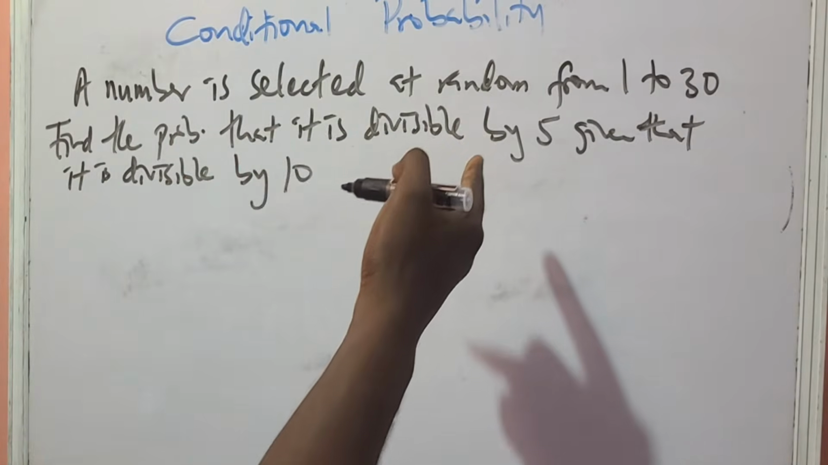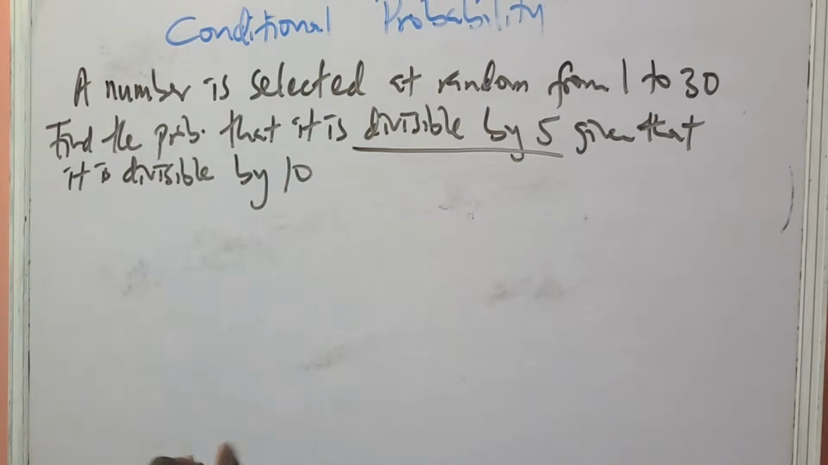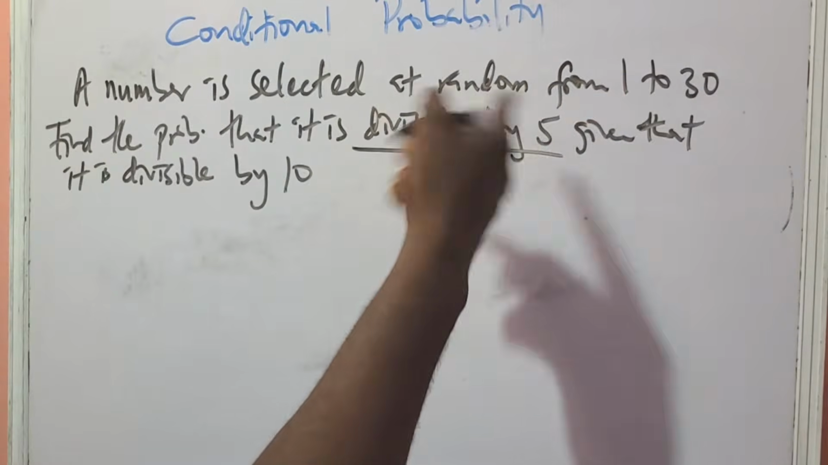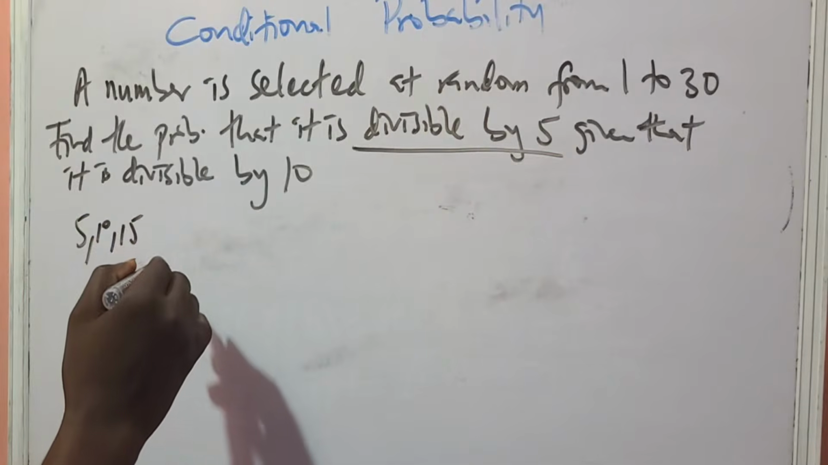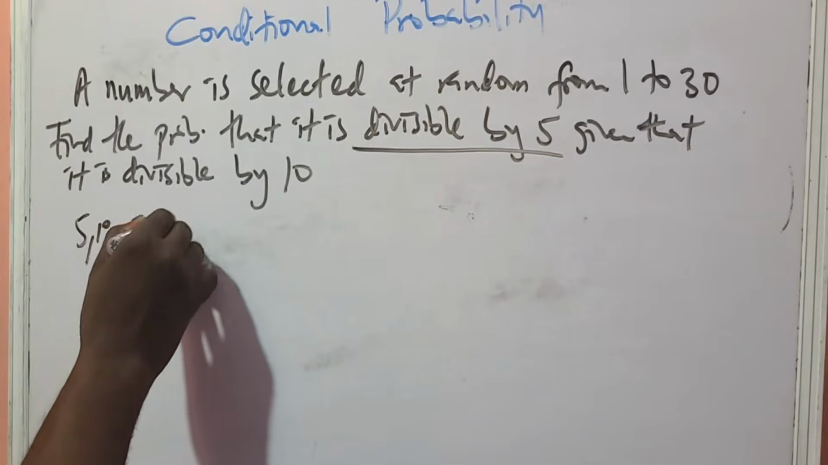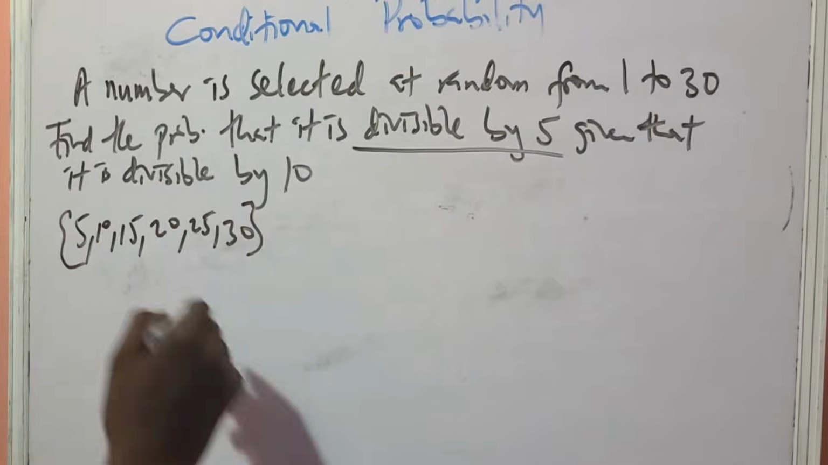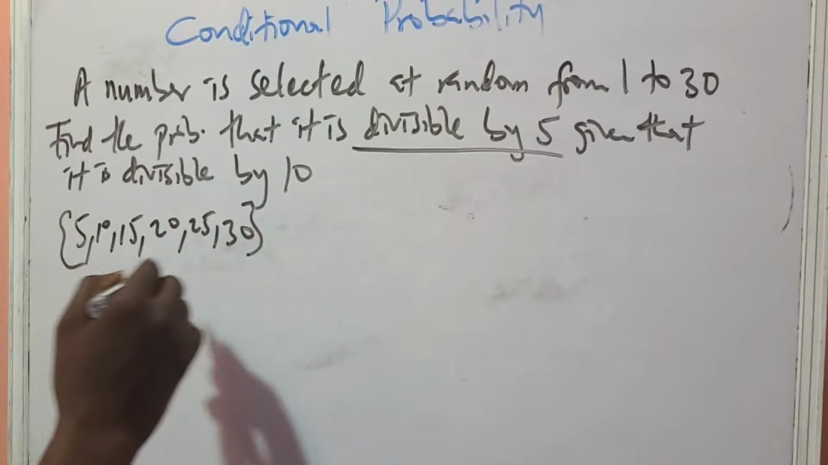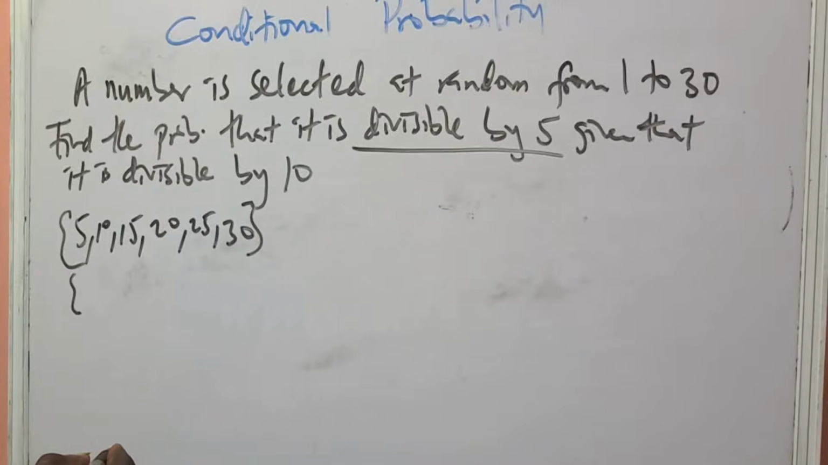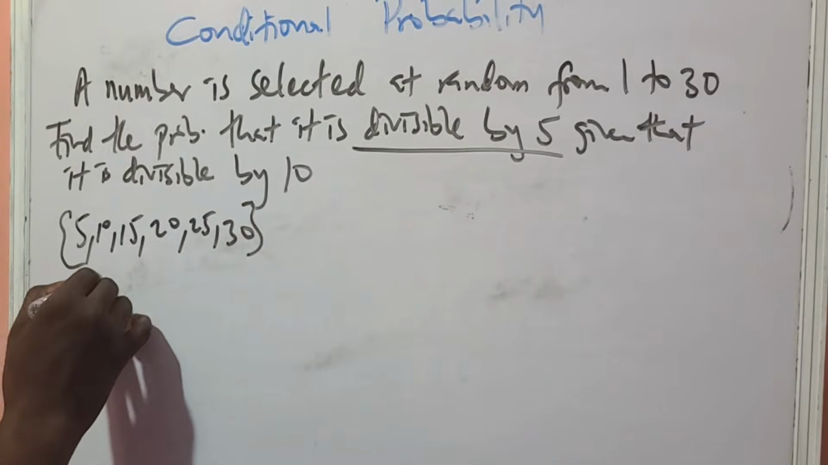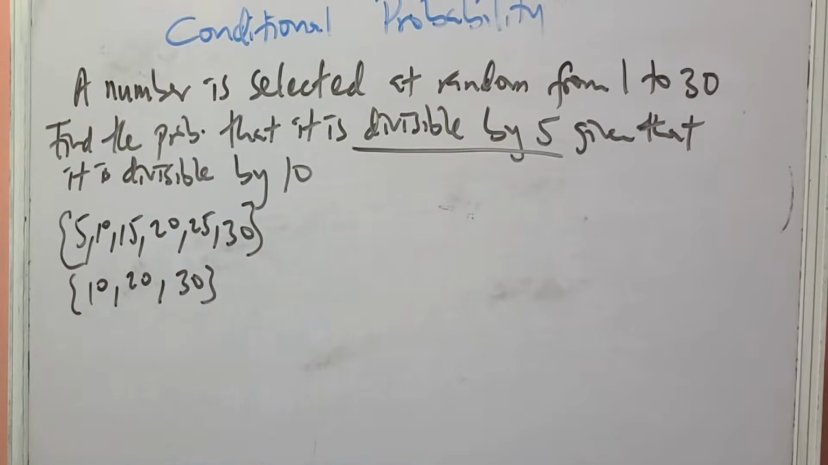So the number is divisible by 5. That's the first one, divisibility by 5. Between 1 to 30, what numbers are divisible by 5? You have 5, 10, 15, 20, 25, 30. Now, given that it is divisible by 10, we have 10, 20, 30. These are the 3 numbers that are divisible by 10.